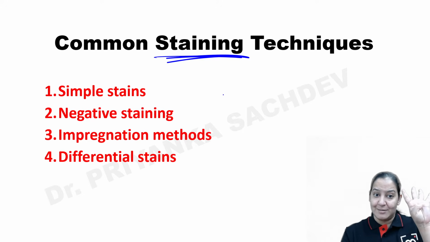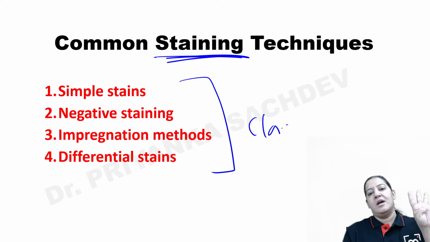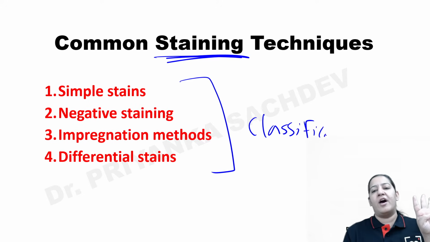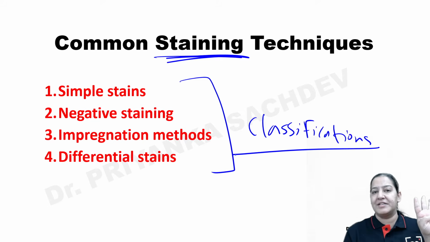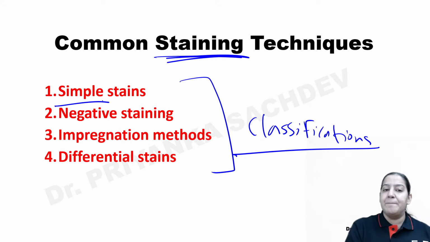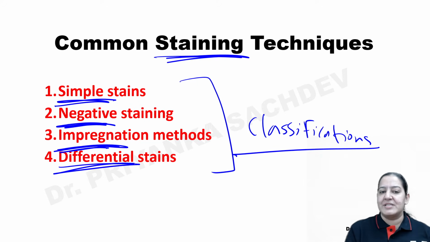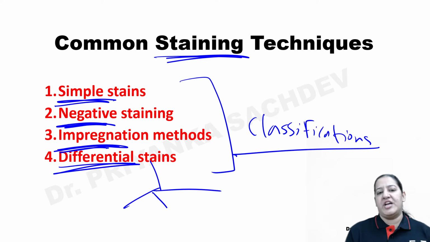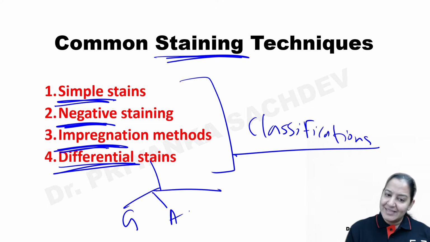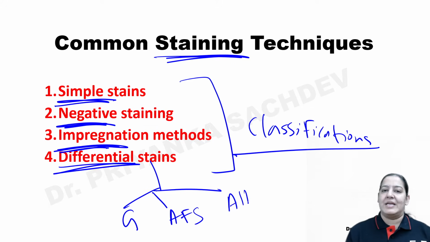There are 4 types of stains. Please learn the classification of stains. What are the 4 types of stains? Simple stain, negative stain, impregnation stain, and differential stain. Differential stains are of 3 types: Gram stain, acid fast stain, also known as Ziehl-Neelsen stain, and third is Albert stain. So I will be teaching you all one by one.